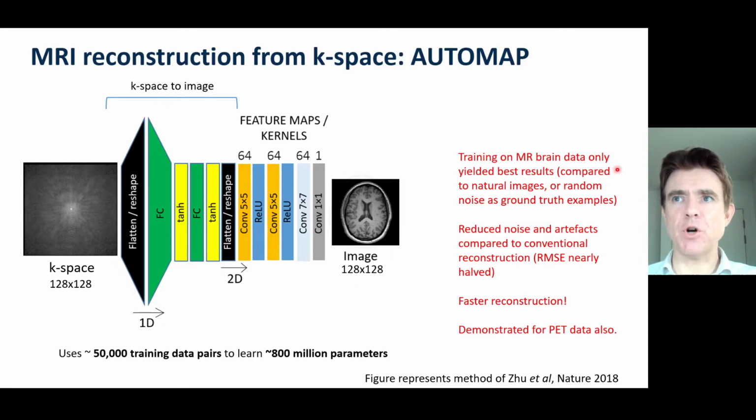So they trained on MR brain data only, which yielded the best results compared to using different training sets, e.g. natural images from ImageNet. They demonstrated reduced noise and artifacts compared to conventional reconstruction. Obviously it's a fast reconstruction, and they also tried training it for PET data as well. The results in those early experiments weren't particularly convincing, but nonetheless a proof of principle of how to do reconstruction directly, whether for k-space data to MR images or even for sinograms to PET images.